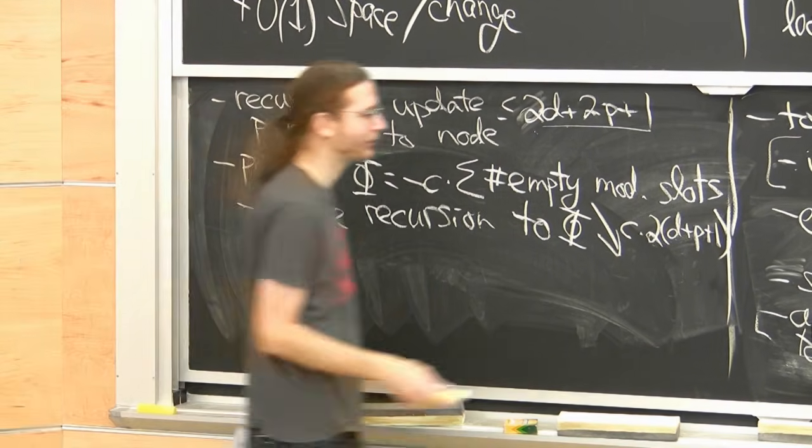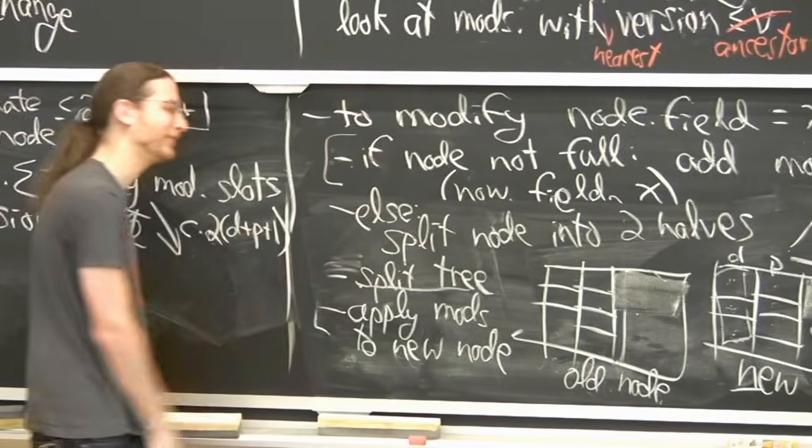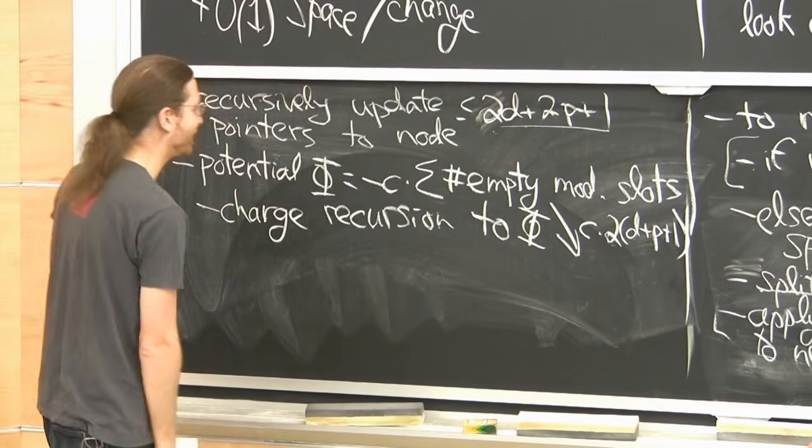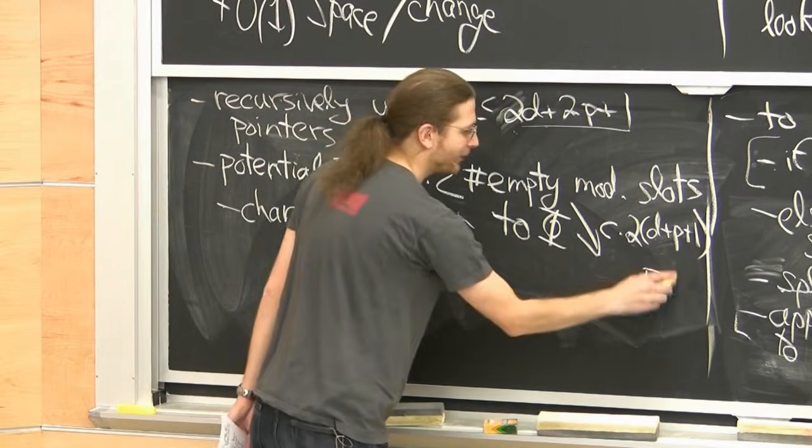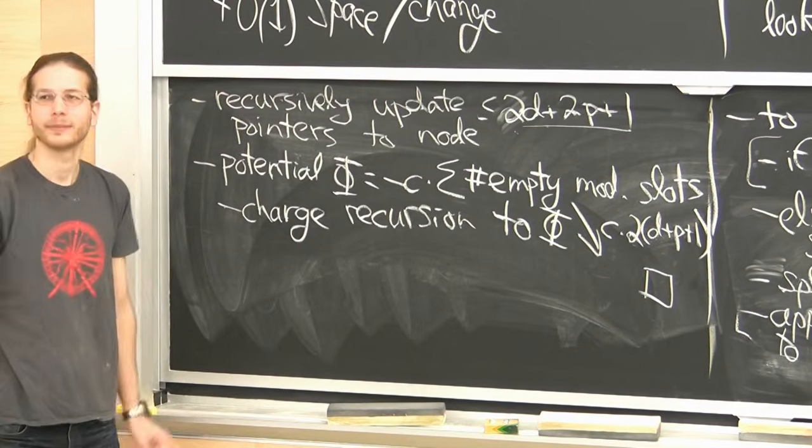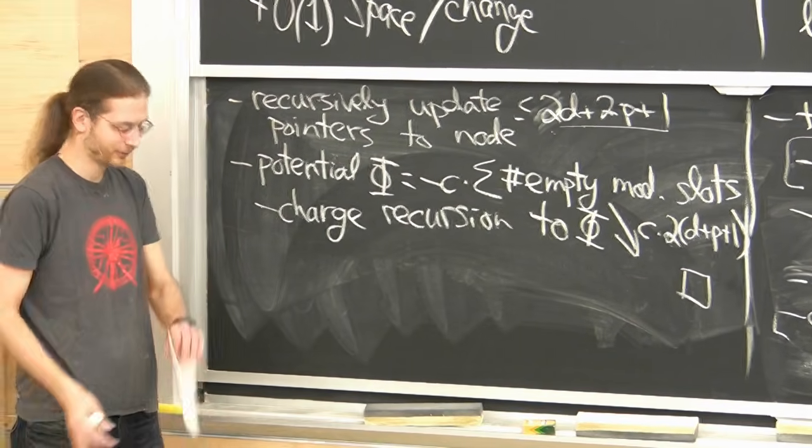Except that I cheated, and it's really a 1/3, 2/3 split, so probably all these constants have to change. Such is life. But I think you get the idea. Any questions about full persistence?